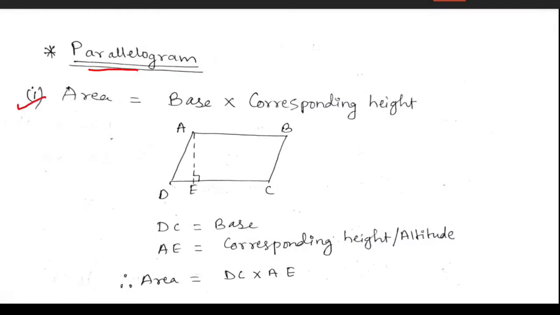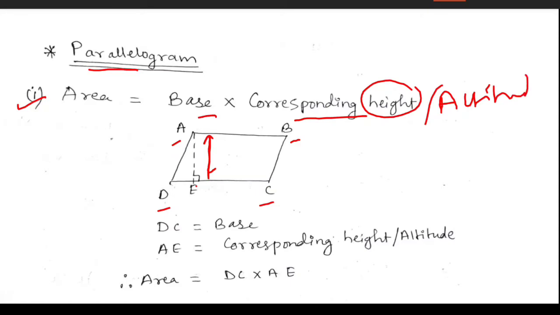So what is area of parallelogram? Base into corresponding height. So this is one parallelogram. You can see A, B, C, D are the sides of parallelogram, and AE, this part is height, or we say altitude. Clear students? And you can see that DC, this part DC is base, and AE is corresponding height or altitude. So the area is DC into AE. So this is the formula of area.